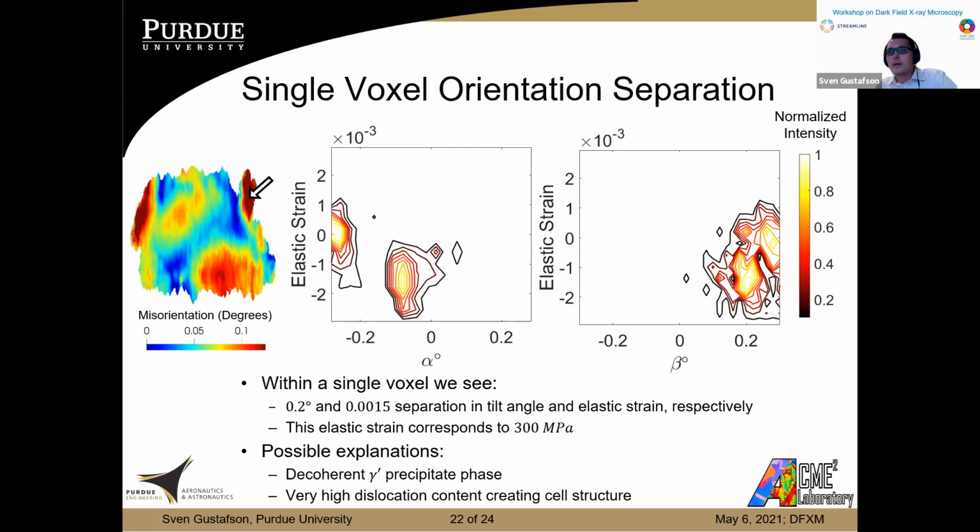Possible explanations here: we could have a decoherent gamma prime precipitate phase where the gamma prime is holding a different stress value than the gamma matrix. Otherwise, we could have a very high dislocation content, where we have this nice cell structure from fatigue loading, where the interior of the cells hold a different stress and orientation value than the cell walls.